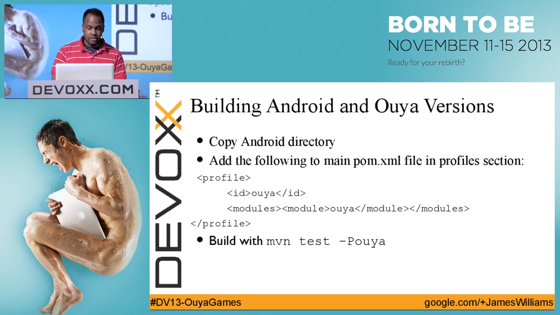There is another thing that you can do with Ouya: you can have separate Android and Ouya versions, because Ouya is an Android. Everything is there to build it. You just copy the directory over. You make your little tweaks for Android. You make your tweaks for Ouya, and then you would run it with Maven tests project Ouya, or Maven install project Ouya, and it would install just like an Android event.